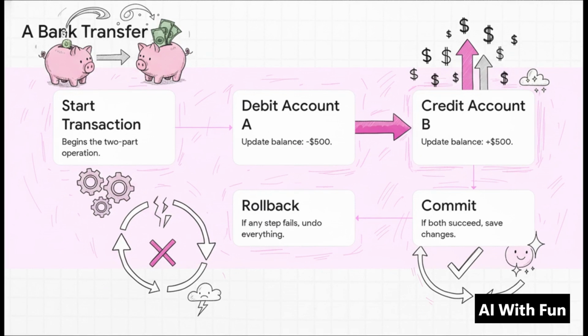The classic example for this is a bank transfer. I mean, think about it. You cannot have a situation where money leaves one account but never arrives in the other one. That would be a complete disaster. So a transaction wraps these two steps together. If both of them succeed, the change is saved permanently with a commit. But if anything at all goes wrong, say the power cuts out after step 2, the entire thing is undone with a rollback. The money is safe, and the database stays consistent.